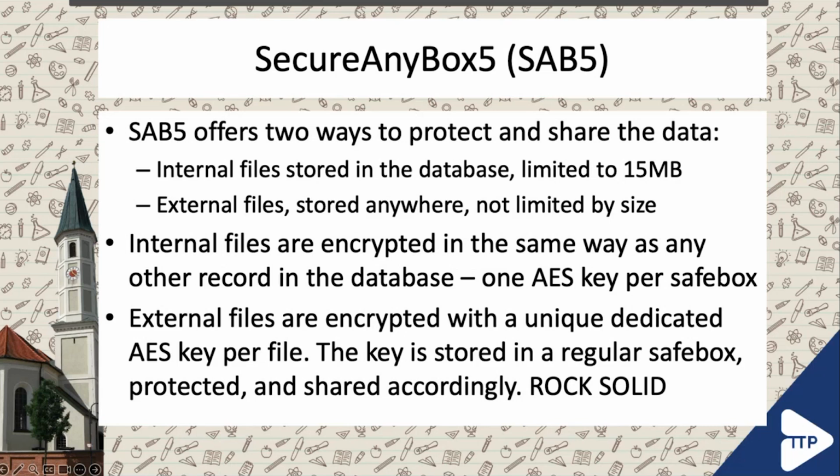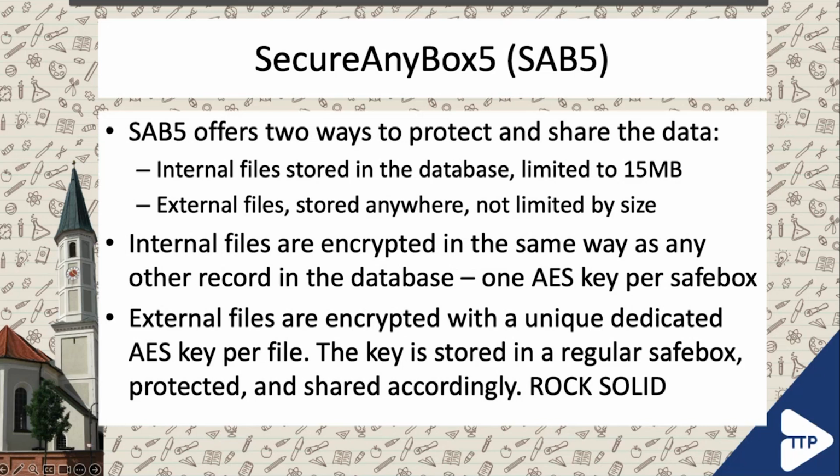So internal files are encrypted in the same way as any other record in the database. In SecureAnyBox, I have some demo to show you how it works. You can have a safe box, and a safe box is a set of records. You can keep different records in one safe box, like passwords, key stores, files. Each record is encrypted separately, but with the same key. So if you, as a user, have access to that key, then you can decrypt any record in the safe box, record by record. And internal files are simply there like any other record, okay?